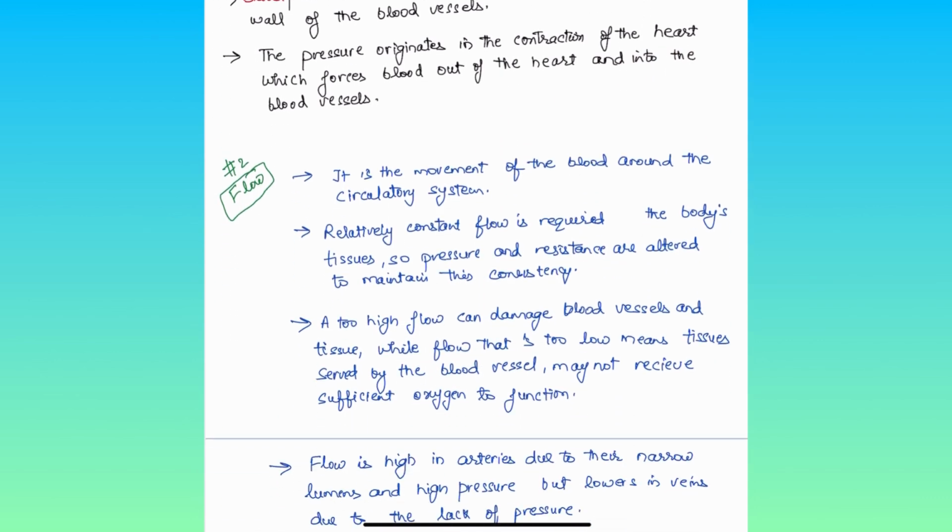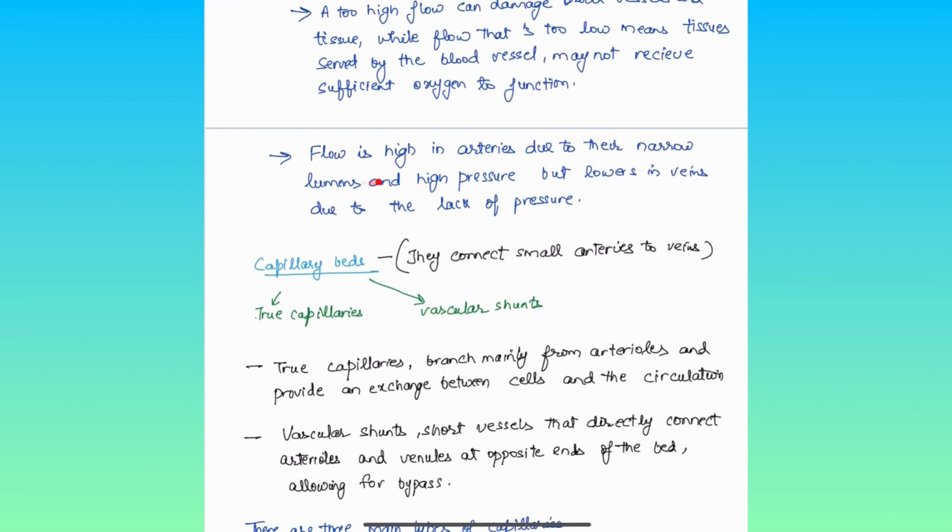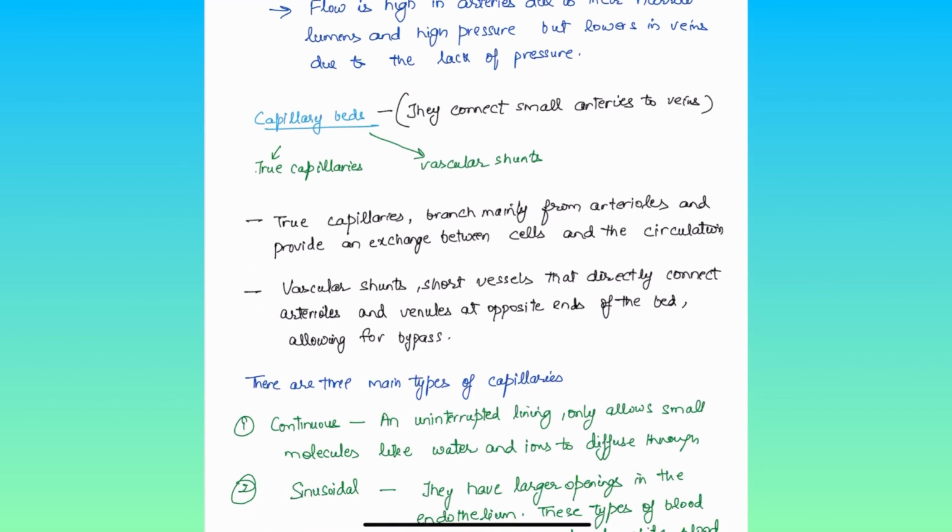Second is flow. It is the movement of the blood around the circulatory system. Relatively constant flow is required by the body's tissues, so pressure and resistance are altered to maintain this consistency. A flow that is too high can damage blood vessels and tissues, while flow that is too low means tissues served by the blood vessel may not receive sufficient oxygen to function. Flow is high in arteries due to their narrow lumens and high pressure, but lower in veins due to the lack of pressure.